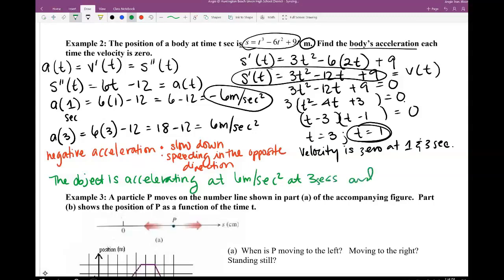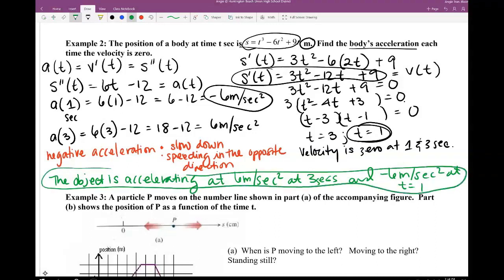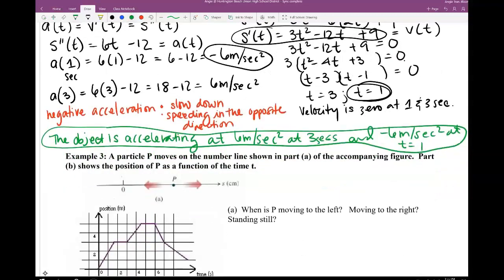Okay, and negative 6 meters per second squared at t equals 1. There's just a lot of "at" in there, so that sounds really confusing. Okay, so I'm going to read that one more time to see if it makes sense. The object is accelerating at 6 meters per second squared at 3 seconds, and negative 6 meters per second squared at t equals 1. Okay, so that sounds okay.